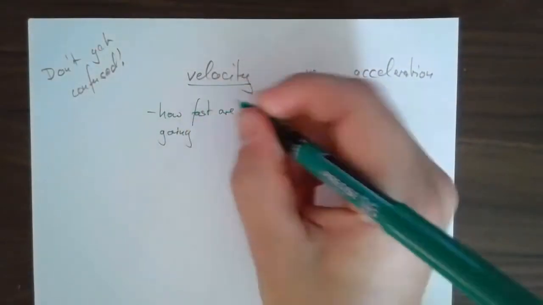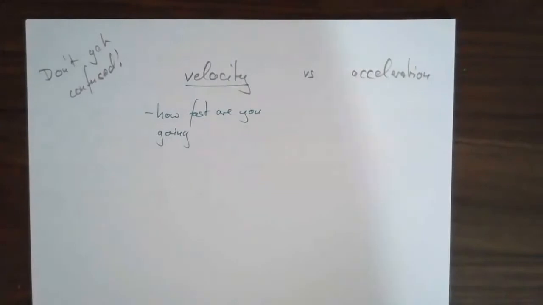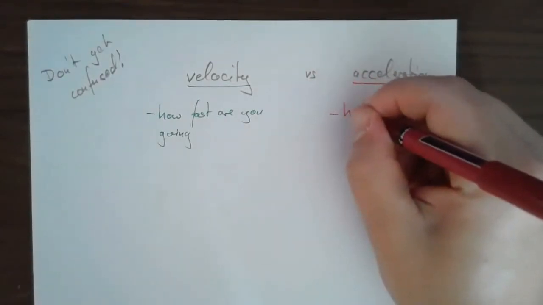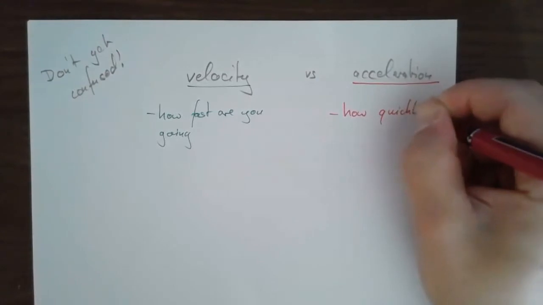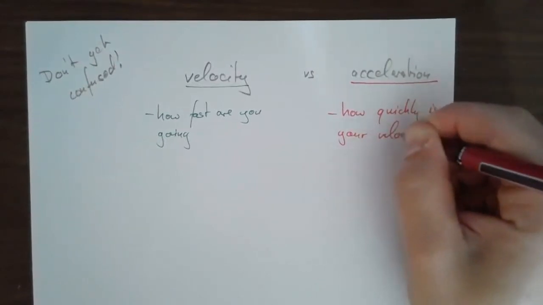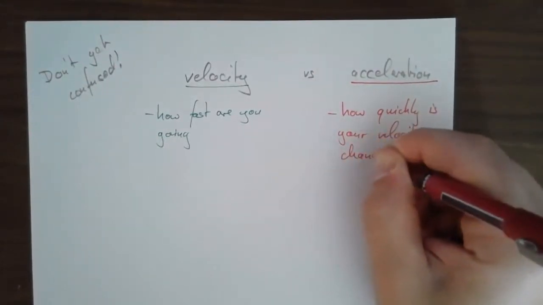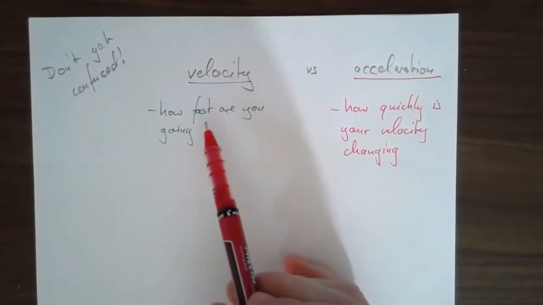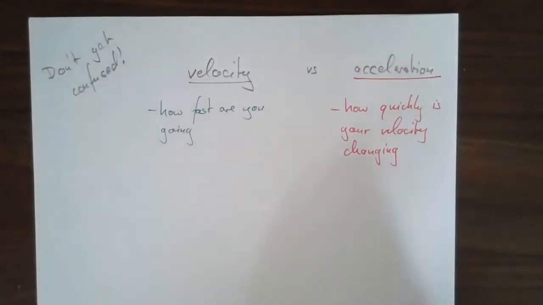Right, the velocity part includes direction. I'm going to just ignore that right now. Meanwhile, acceleration tells us about the change in velocity. How quickly is your velocity changing? And you could be going 100,000 meters per second, incredibly fast, but you could have zero acceleration if you just keep going at a constant 100,000 meters per second.